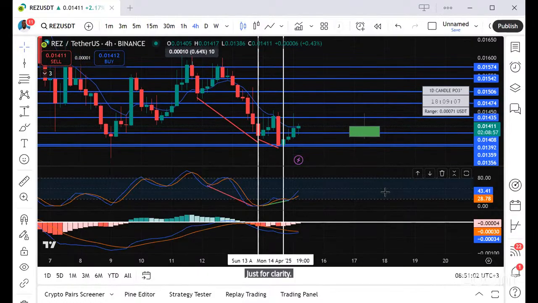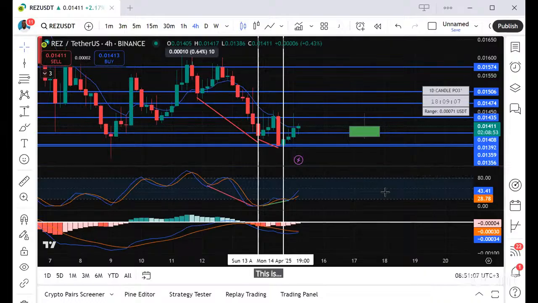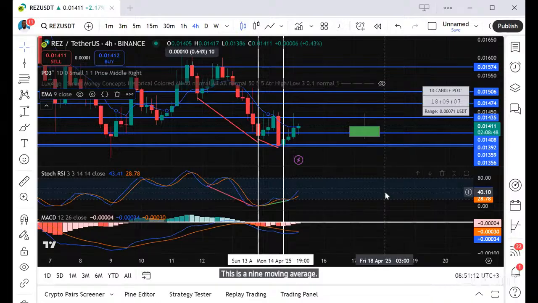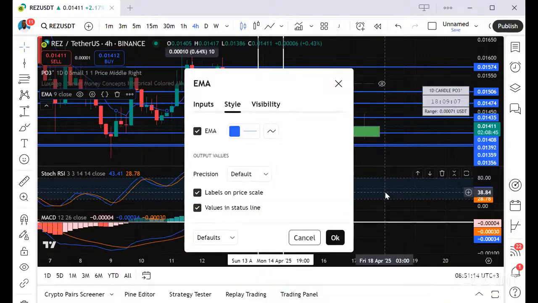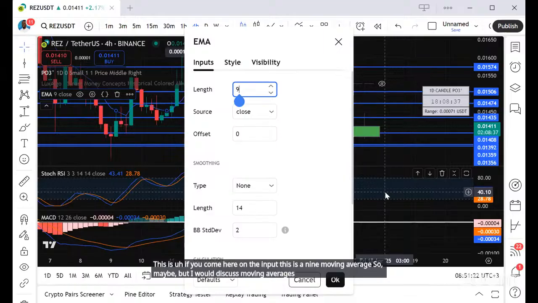This is a nine moving average. This is, if you come here on the input, this is a 9 moving average. So maybe, but I will discuss moving averages. Maybe I can turn this to a 10, a 21.